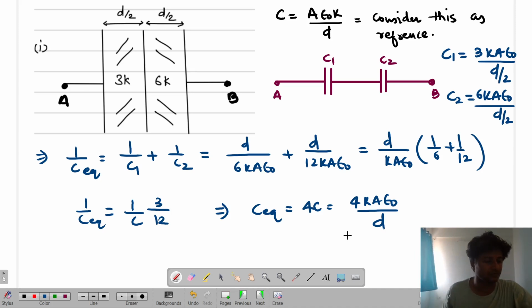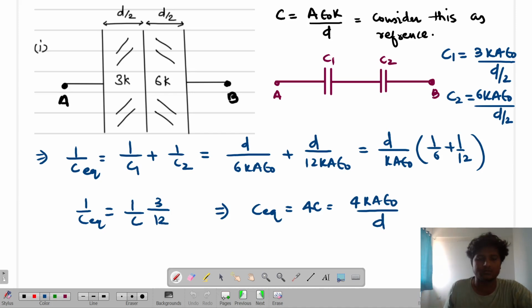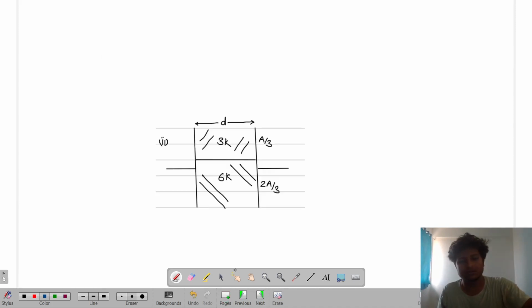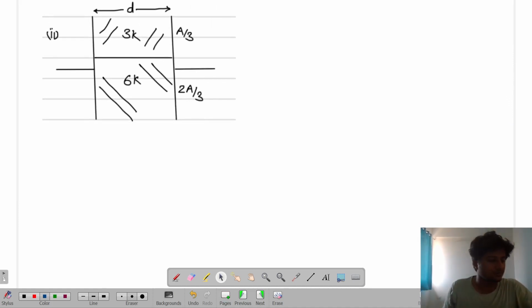Is that clear or not? Can you do the second one? This is in which kind of connection? Parallel connection.